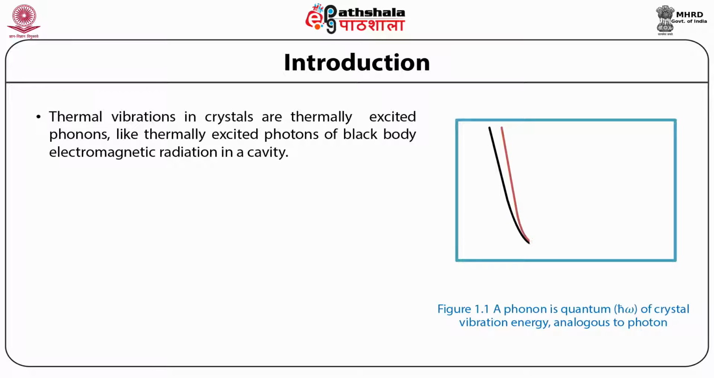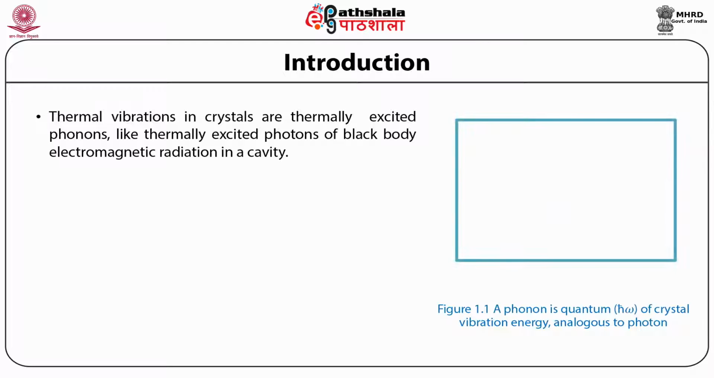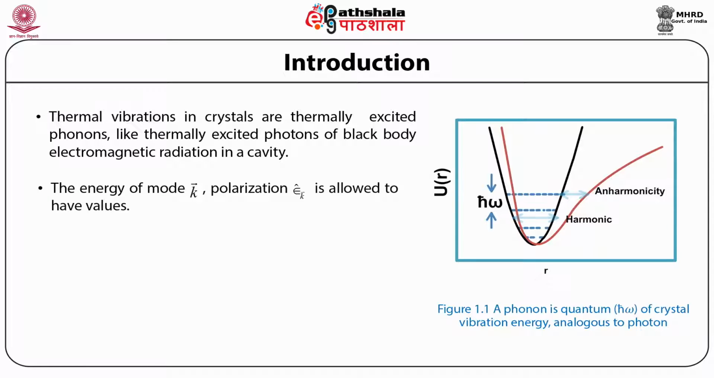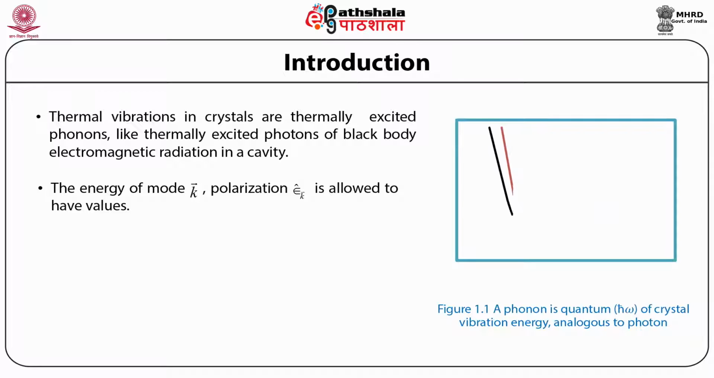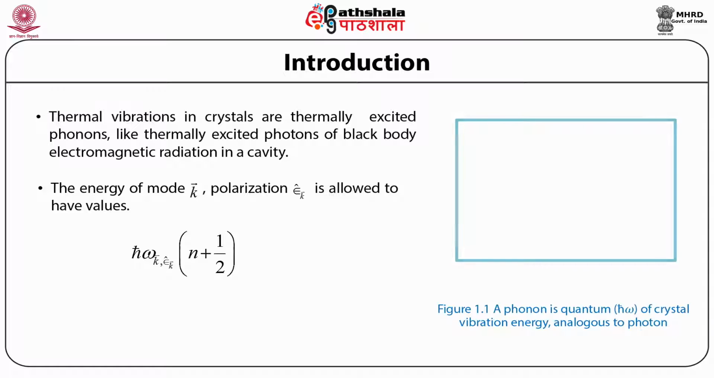Now, right in this harmonic potential that you see, the energy levels are discrete in nature. The discreteness, of course, is basically because of the quantum nature of these thermal vibrations. So, what we are going to derive, I am just telling you right now, is that the energy of mode k, the vector k, with polarization epsilon k, is allowed to have the following values of energy, that is h cross omega k epsilon k (n plus half), where n is more than or equal to 0.